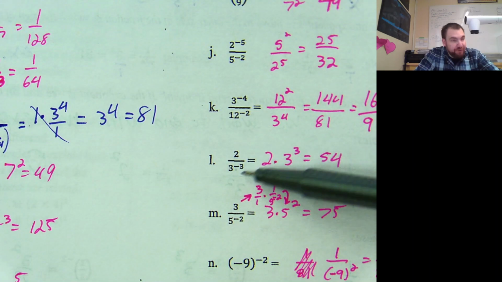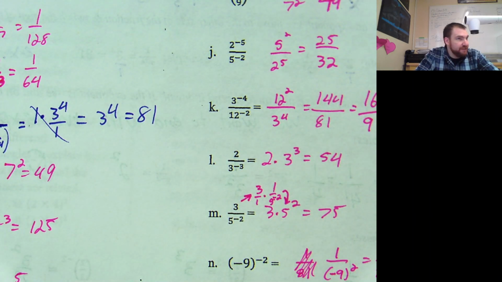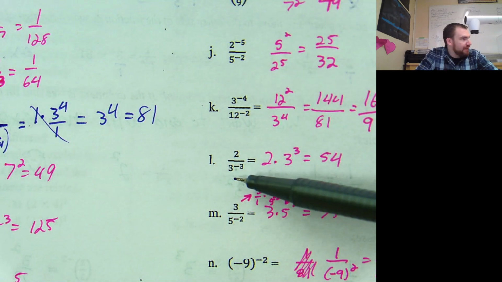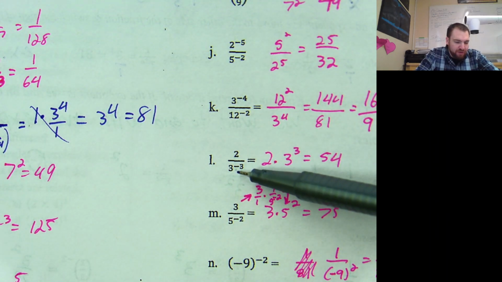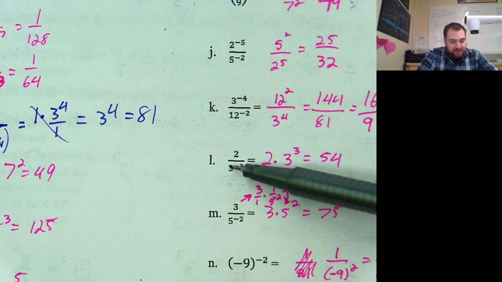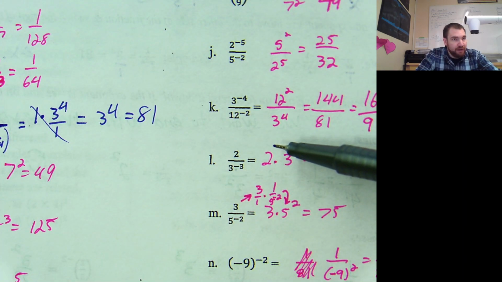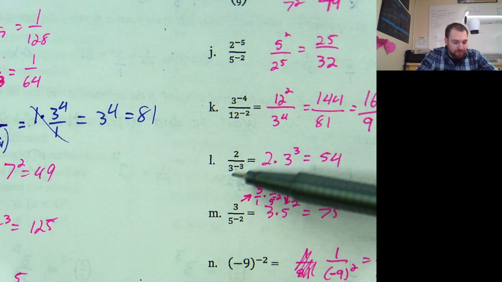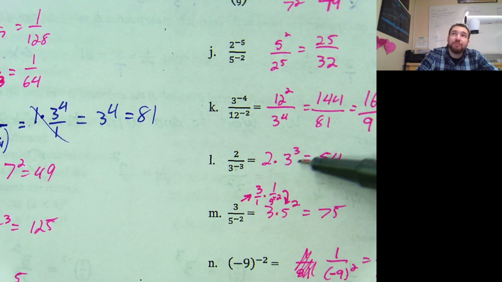I've got 2 over 3 to the negative 3. Now, the 2, there's nothing wrong with it. There's no negative exponents. It stays where it is. The 3 in the denominator has a negative exponent. We don't want negative exponents. We want positive exponents. So if you have a negative exponent in the denominator, we bring it to the numerator, and the exponent becomes positive. So the 2 stays where it is. 3 to the negative 3 moves to the top, becomes 3 cubed. So then I have 2 times 3 cubed. 3 cubed is 27 times 2 is 54.